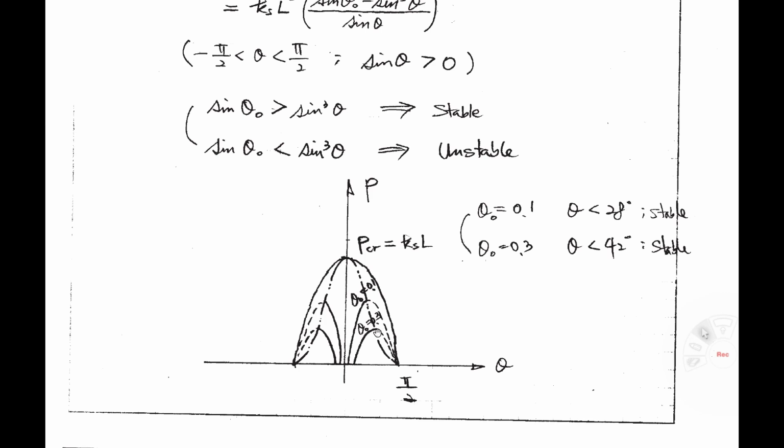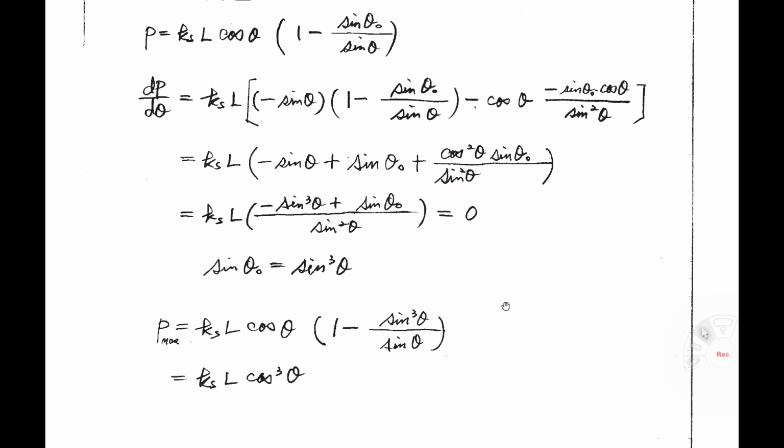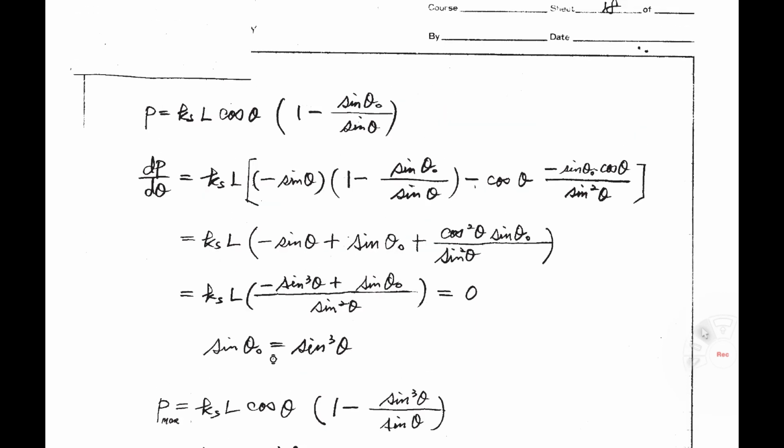If you see this point, the slope equal to 0, then you can get relationship sine theta 0 equal sine cube theta. Okay, like that. So you plug in this value into this equation. Okay, KSL cosine theta 1 minus sine theta 0 equals sine cube theta, like that. Then you can get the 1 minus sine square theta. That means cosine square theta. So ultimately you can get KSL cosine cube theta, like that. This one is some peak value of curve of equilibrium path.